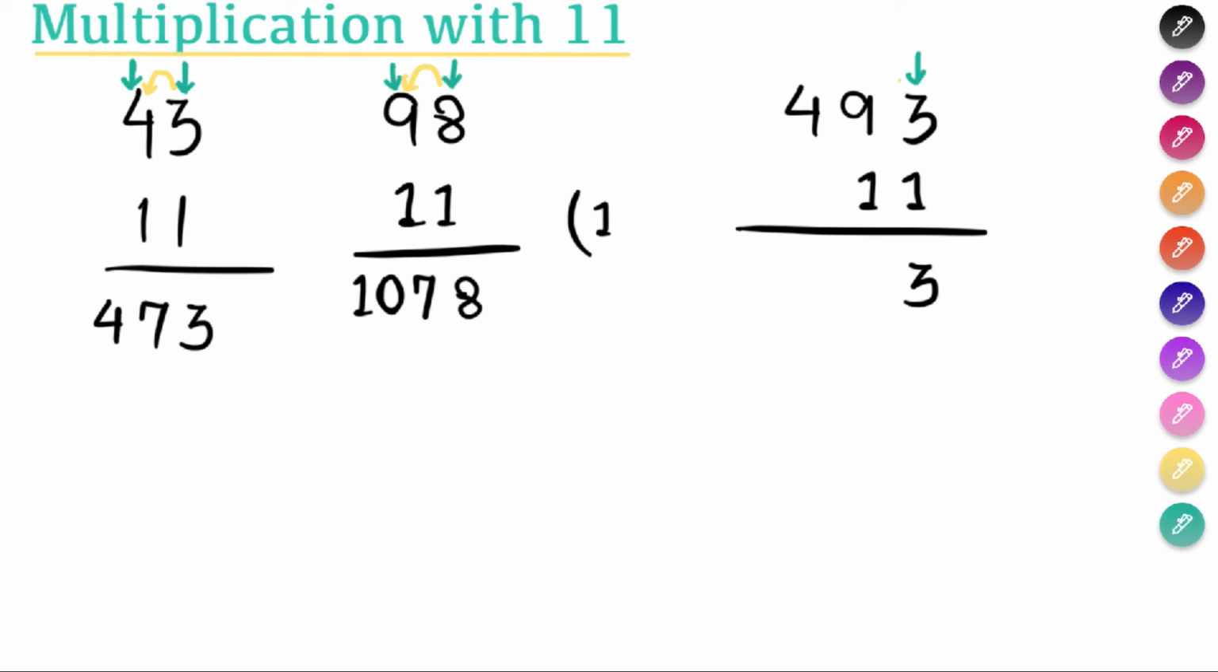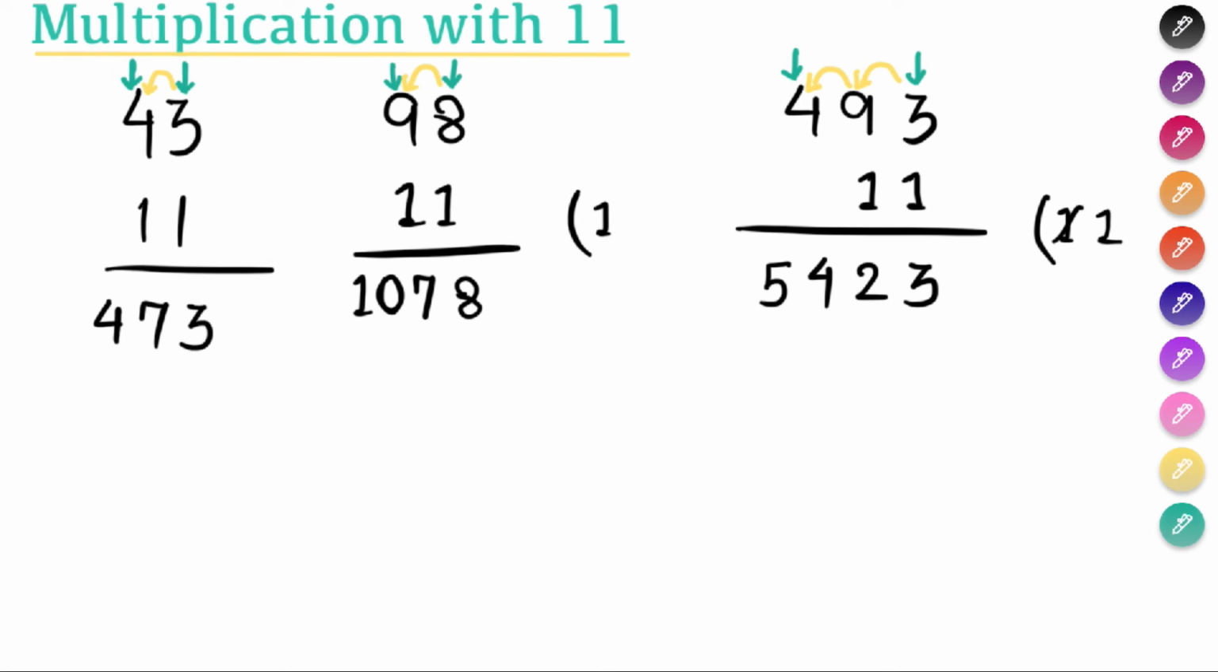Then we add the rightmost digit to its next digit. 9 plus 3 is 12. So we'll write 2 and we'll carry 1. Then we'll add the digit that we just saw to its next digit, that is 9 plus 4 is 13 and we have 1 as carryover, so 14. So we write 4 and again we have 1 as carryover. Now the leftmost digit, that is 4, and we have 1 as carryover, so 5. So this is the answer. Similarly we can try it with any number of digits.